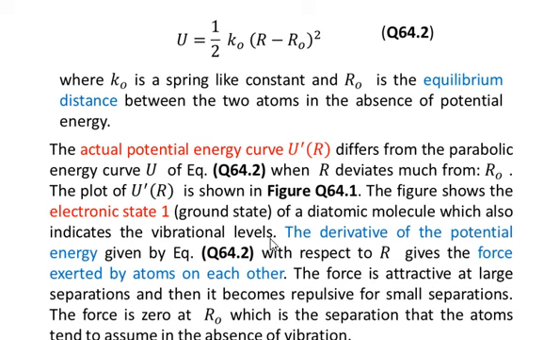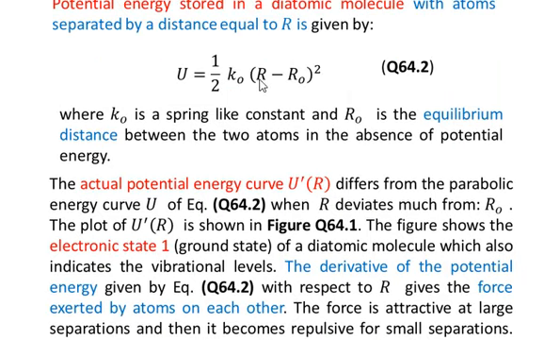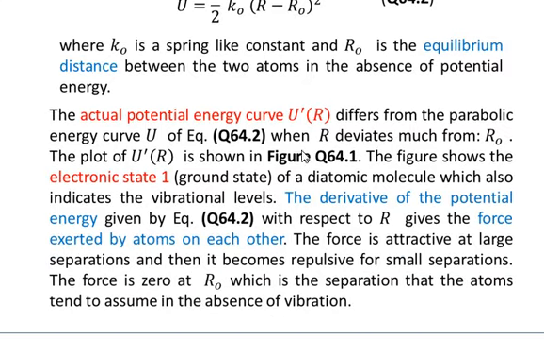The derivative of the potential energy given by equation 64.2 with respect to R gives the force exerted by the atoms on each other. The force is attractive at large separations, and then it becomes repulsive for small separations. That is, if R is larger than the separation R naught, then the force will be attractive, and if R is smaller than R naught, then the force will be repulsive.